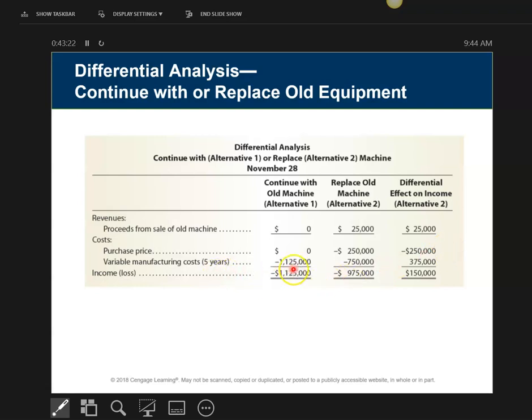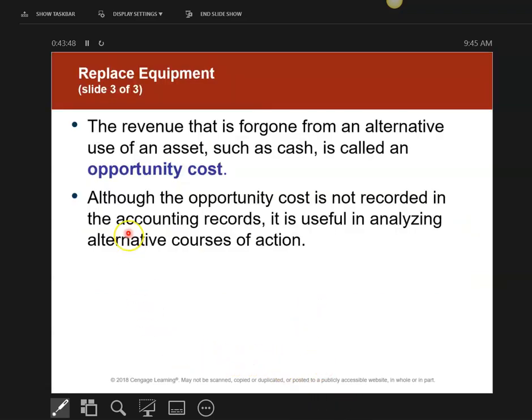Remember, it was over 5 years, so my variable cost that I pay regardless right now times 5 years is what I'm doing. But if I buy new equipment, I'm actually going to be saving $375,000. So now I work down. I come down, add, subtract, add, and my overall net is positive. Whenever this is positive, you should do alternative 2. So just so you know, remember, as far as the revenue that I'm giving up, this is something called opportunity cost. What you give up to do something else is called opportunity cost.